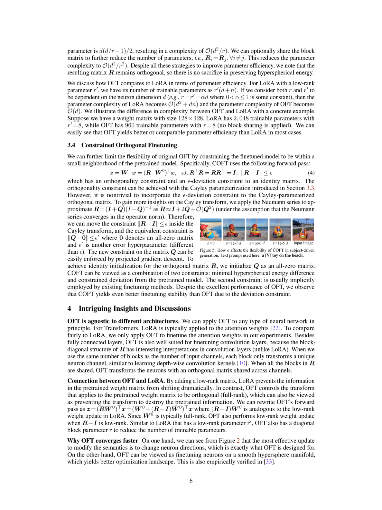OFT also performs low-rank weight updates when the difference between the orthogonal matrix R and the identity matrix I is low rank. Like LoRA, OFT too uses a parameter, in this case, a diagonal block parameter, to reduce the number of trainable parameters. 3. OFT often converges faster in the optimization process. This is due to 2 main reasons. First, the most effective way to alter the semantics is by changing neuron directions, which is precisely what OFT is designed for. Second, OFT's method of fine-tuning neurons can be viewed as a process on a smooth hypersphere manifold, which yields a better optimization landscape.